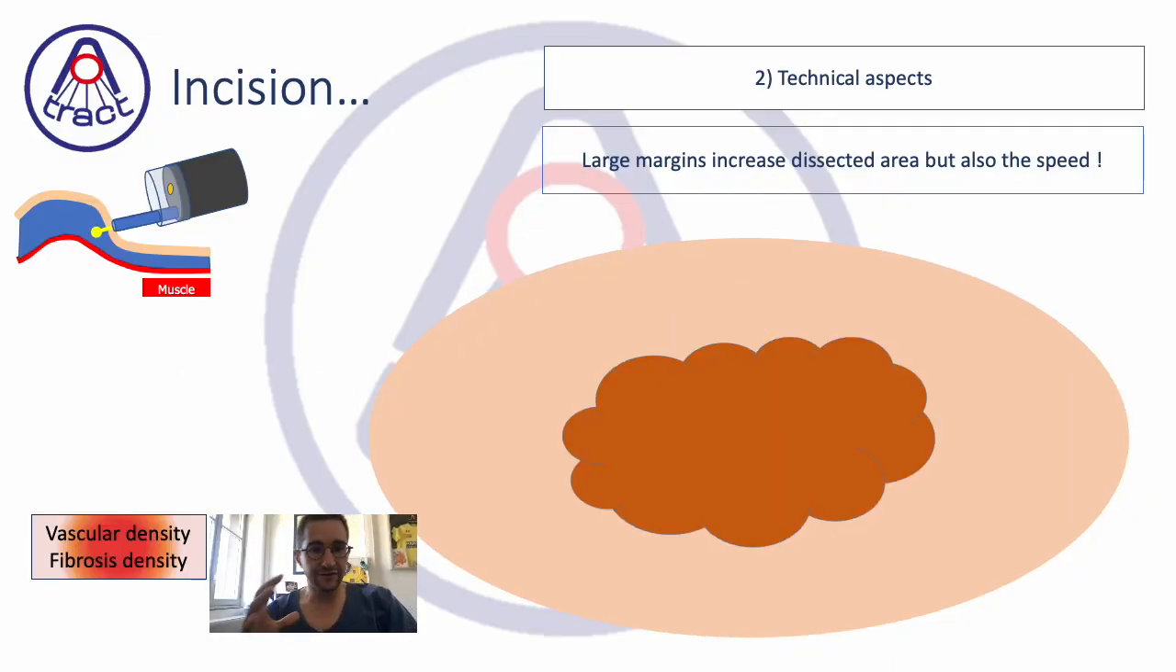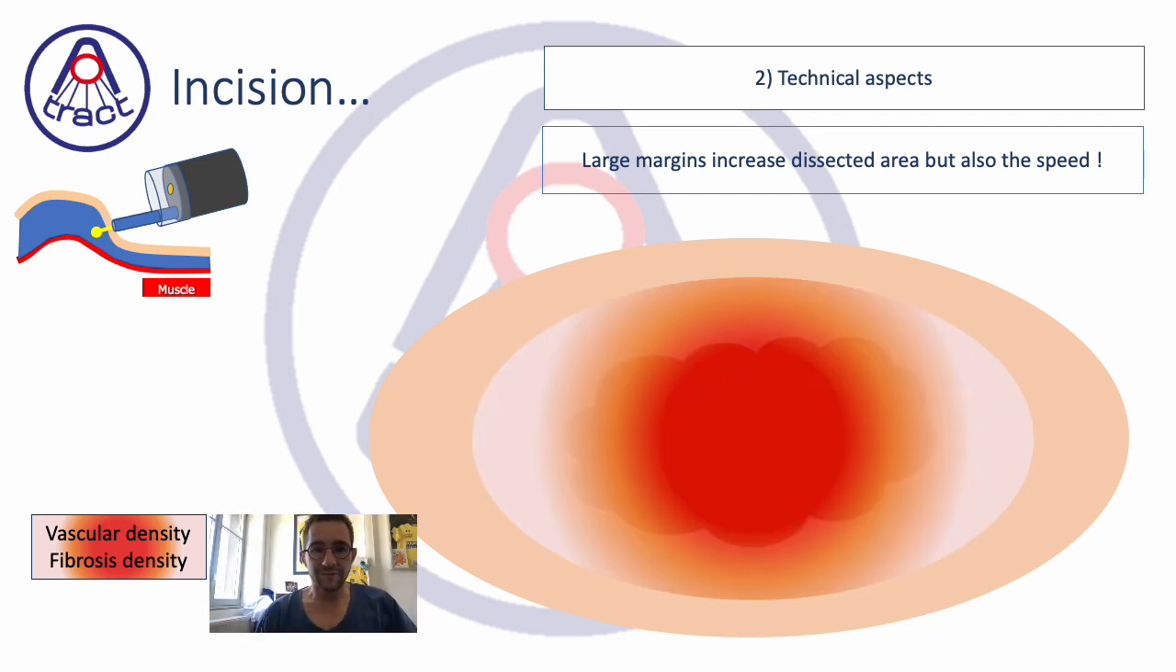Another point which is relatively important, and it is a common mistake for the trainees, is that because you are afraid of the time of your procedure, you want to take small margins. But in fact, under the lesion, you have a density of vessels which increases in the lesion because you have more cells to feed at the center of the lesion than in the periphery. So in fact, you have a density of vessels which is very red at the center and which goes down in the periphery of the lesion.